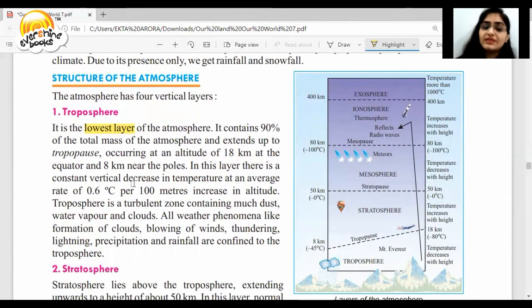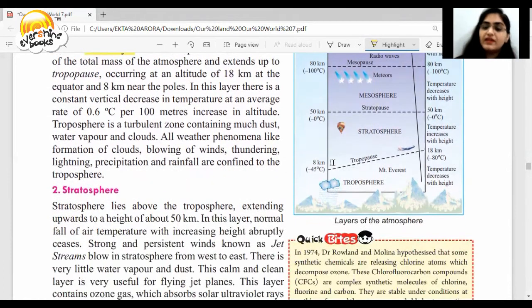There is a constant vertical decrease in the temperature in this particular layer. This is the turbulent zone, which contains a lot of dust, water vapor, and clouds. All weather phenomena like formation of clouds, blowing of winds, thundering, etc. happen here.